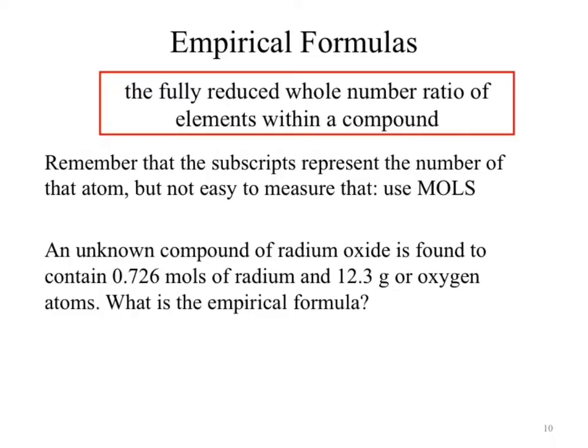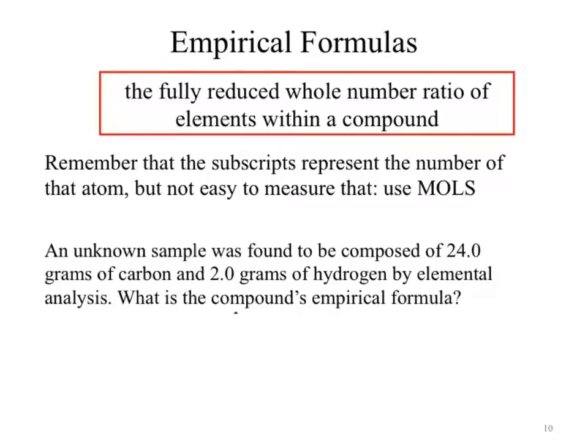Okay, so let's take a look at this one, because I think we've got it here. An unknown sample was found to be composed of 24 grams of carbon, 2 grams of hydrogen by elemental analysis. What is the compound's empirical formula? Should this be a quiz?